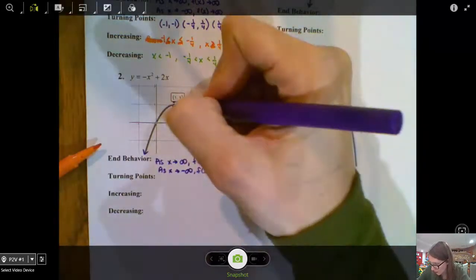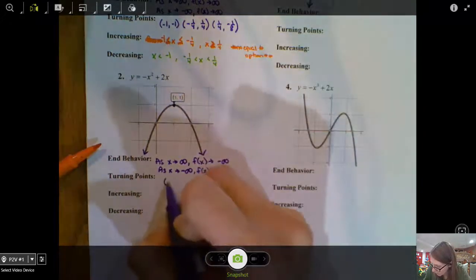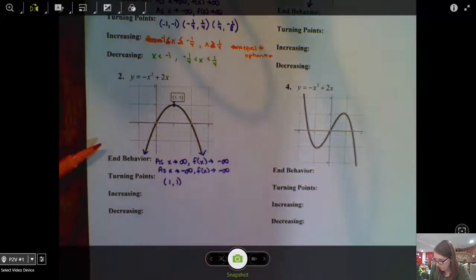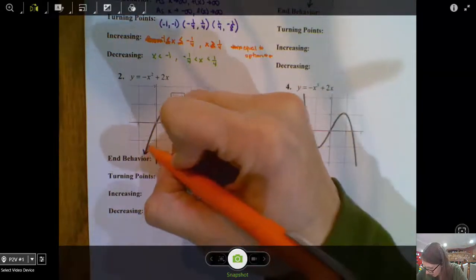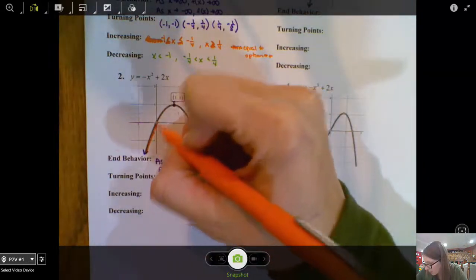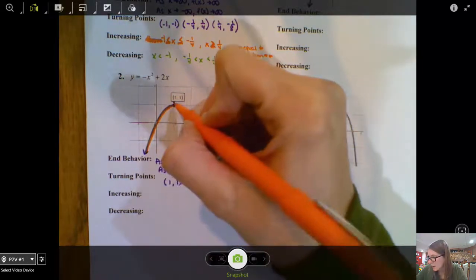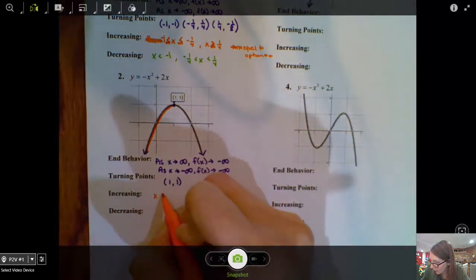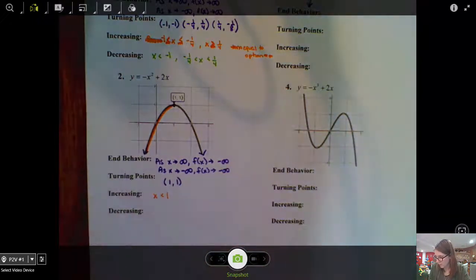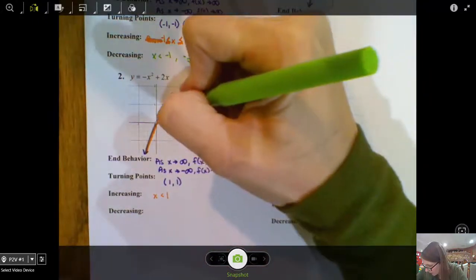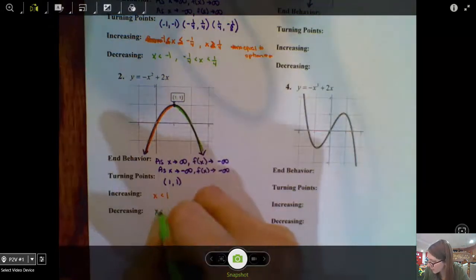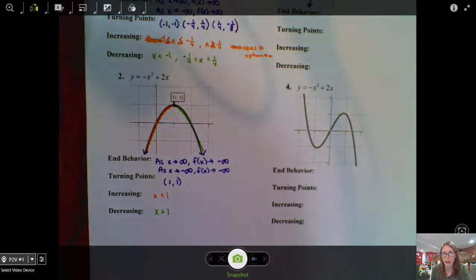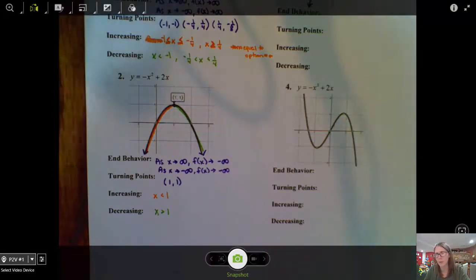And this one only has one turning point here, at (1, 1). And then increasing and decreasing, my intervals are pretty easy here. If we start on the left and work toward our right, we increase, increase, increase until we get to here. So we're increasing when x is less than 1. And then we decrease the rest of the way. We decrease when x is greater than 1. All right, so in this case, we have a degree of 2 and only one turning point.